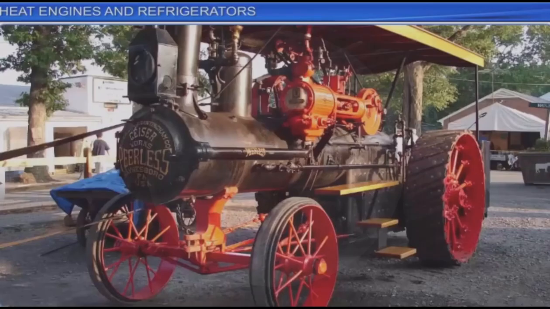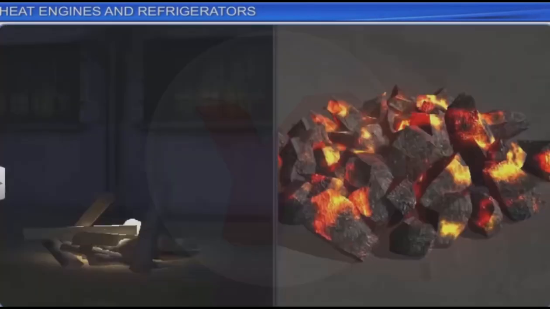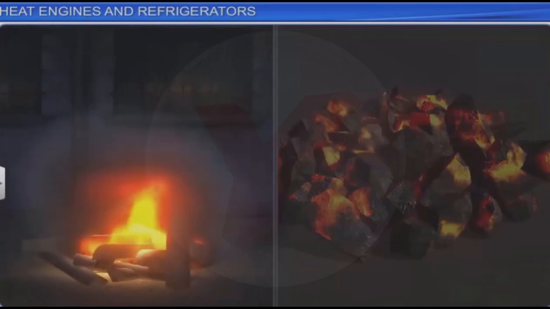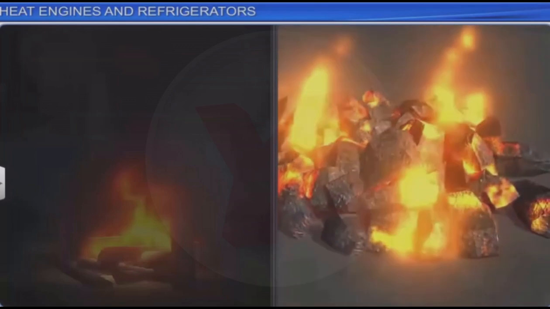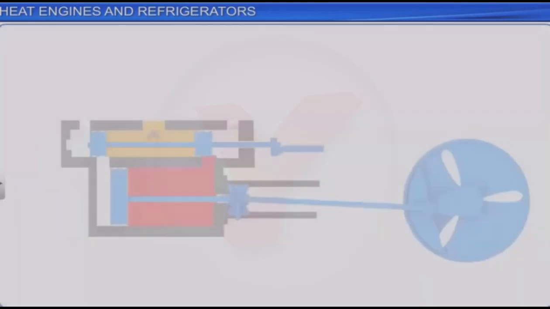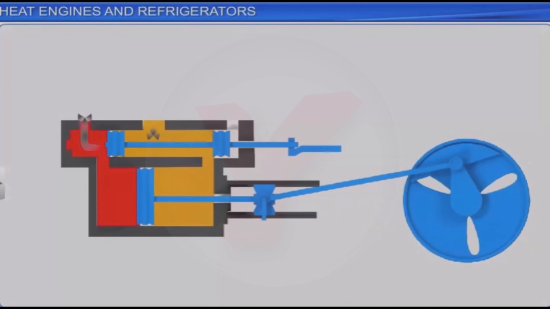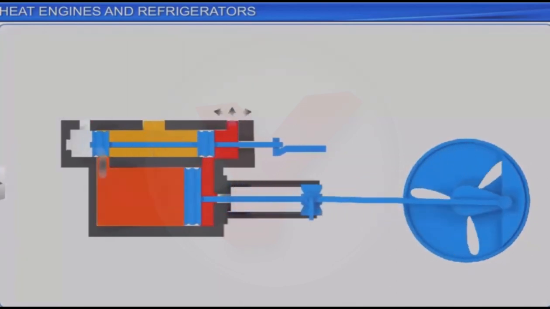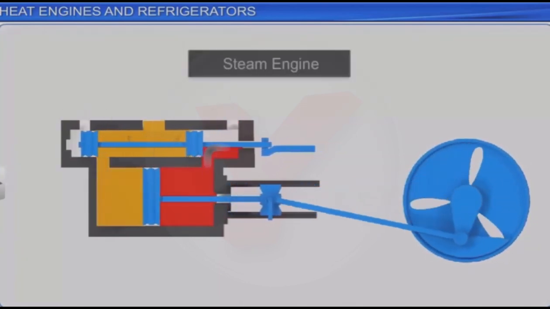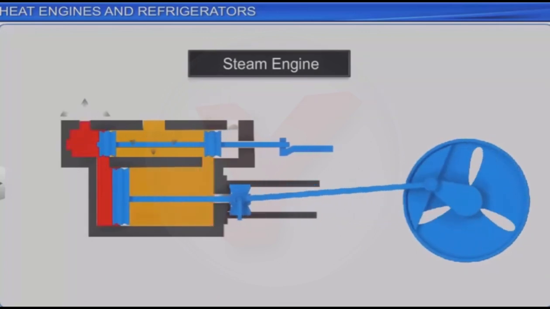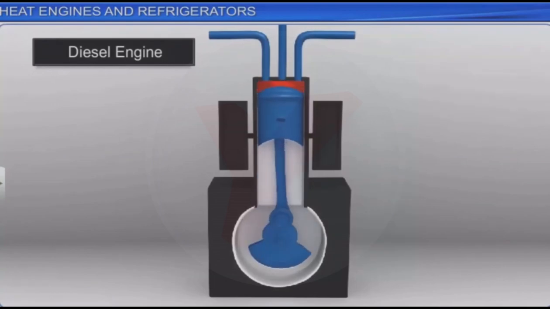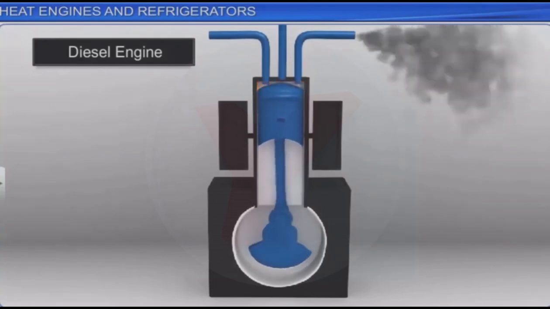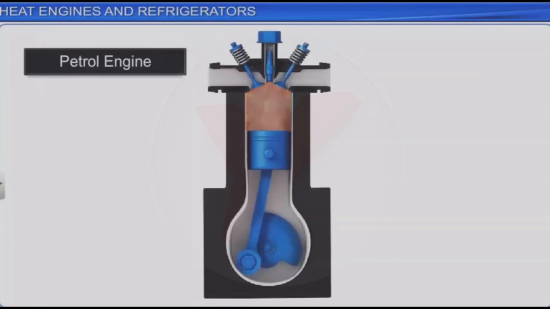We know that mechanical energy is required to run many machines. But major sources of energy, like fossil fuels, can generate heat energy. A device that converts heat energy into mechanical energy is called a heat engine. A steam engine, diesel engine, and a petrol engine are some examples of heat engines.